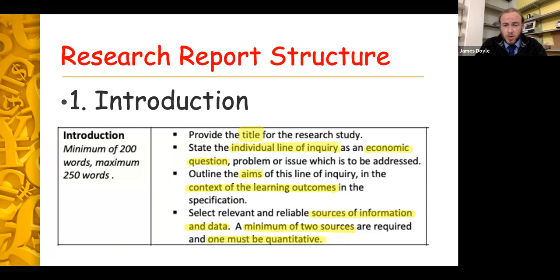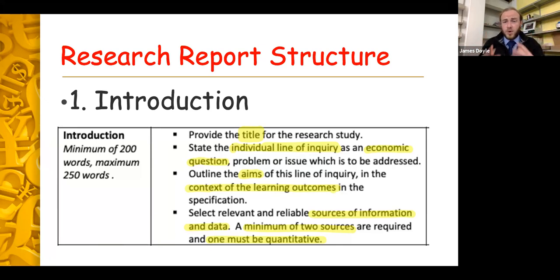So what's going into the introduction is very clear from my reading of it. They want a title, a line of inquiry, which is your economic question, your aims, which relate to your learning outcomes, and the sources of information that you're going to be using. That's 200 to 250 words of what goes in there.